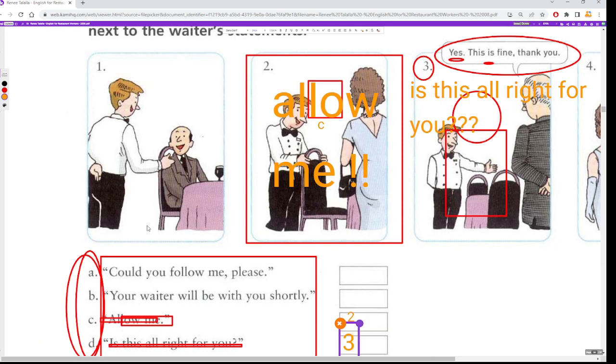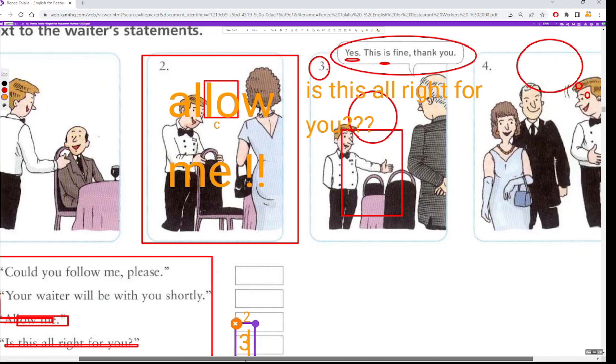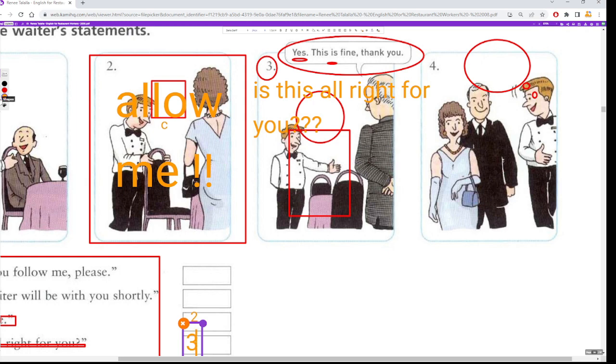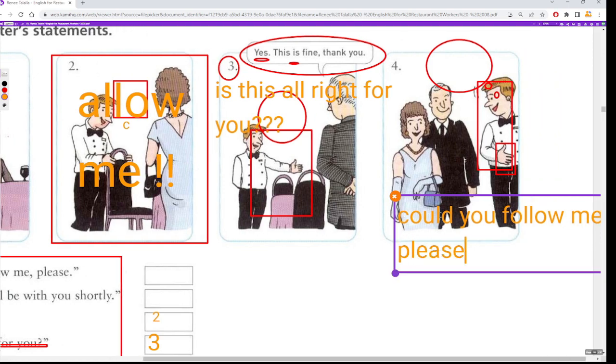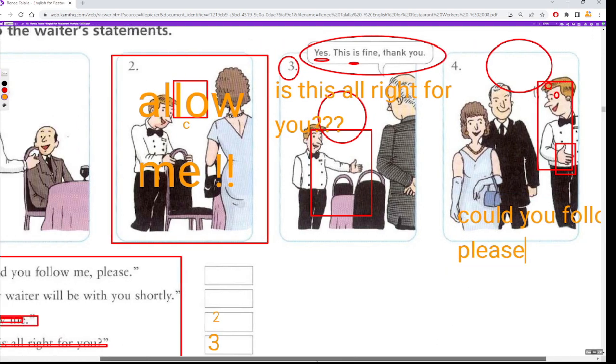Could you follow me, please? Your waiter will be with you shortly. Let's go look at... Oh, here we go. Number 4. Follow me this way, right? Excellent. So, for sure, number 4. Could you follow me, please? Ma'am, sir, could you follow me, please?